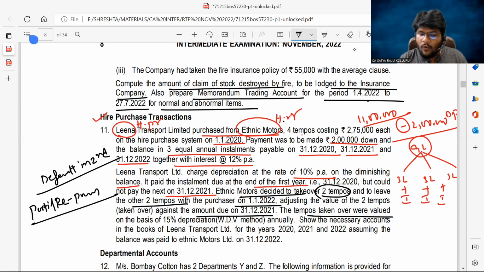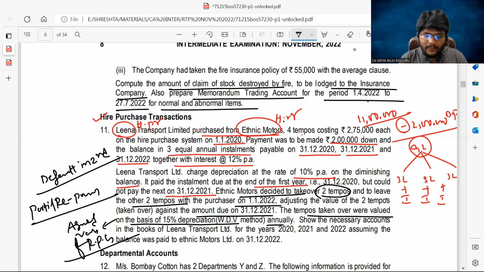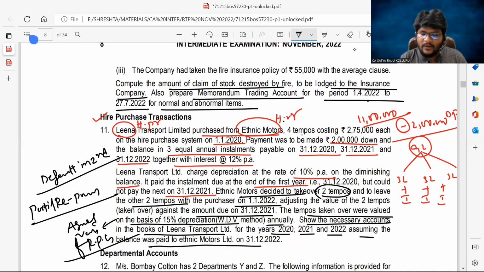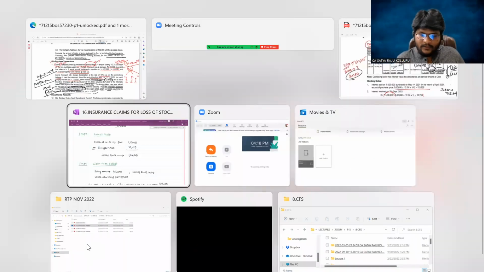The tempos taken over were valued on the basis of 15% depreciation annually, which is the agreed value of the repossessed goods, RPG, as on 31st December 2021. Show the necessary accounts in the books of Lena Transport Limited for the years 2020, 2021, 2022, assuming the balance was paid to Ethnic Motors Limited on 31st December 2022. They're asking to show the ledger accounts under the hire purchaser's books. One thing you need to remember, guys. Let me move on to my OneNote. Just a moment, I want to explain a small concept here.